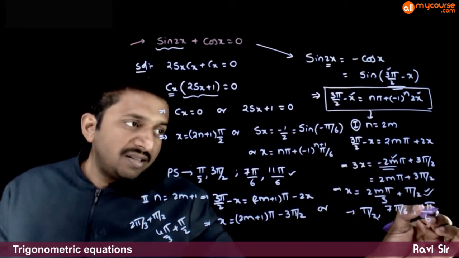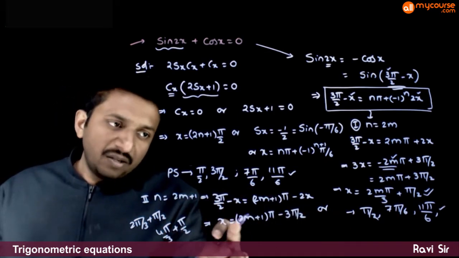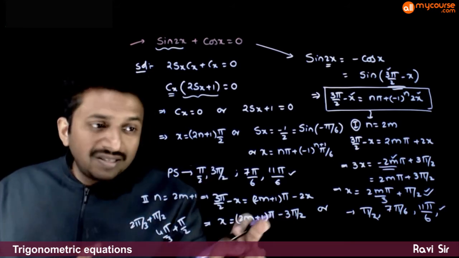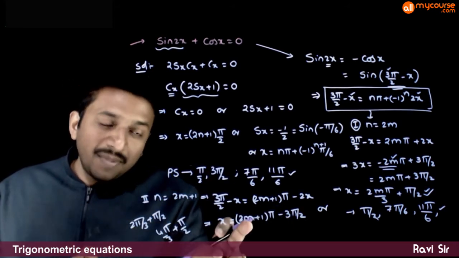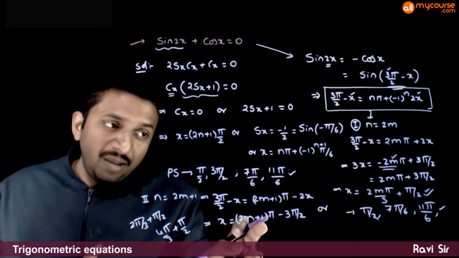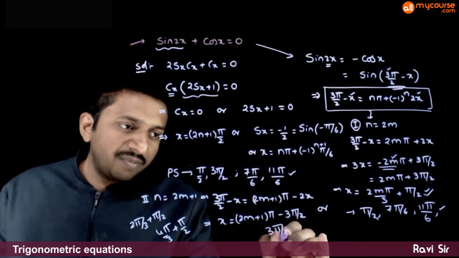So these are the three principal solutions from this side. If you go to this side, put m is equal to 0. Pi minus 3 pi by 2 is a negative number. M is equal to 1. 3 pi minus 3 pi by 2 is 3 pi by 2. So you're getting 3 pi by 2 from this.